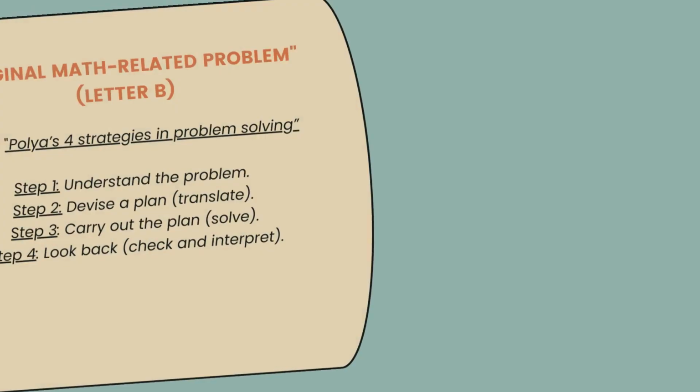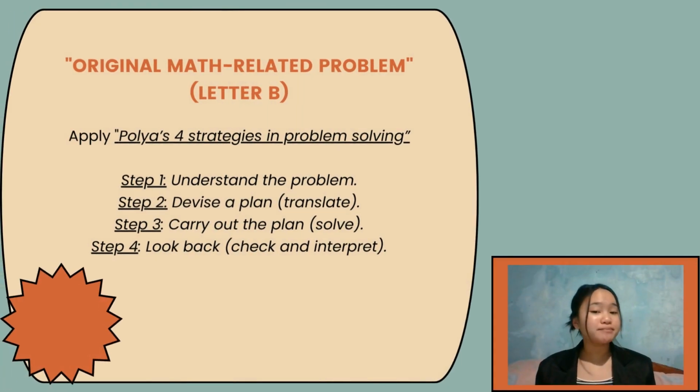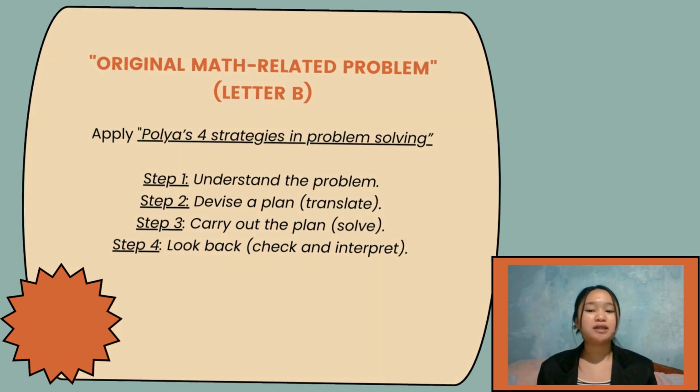Before we formally begin, to give a short background about what type of task we chose, my group and I decided to go with letter B, which is to create an original math-related problem wherein we will apply Polya's four strategies in problem solving: step 1, understand the problem; step 2, devise a plan, wherein we will have to translate it; step 3, carry out the plan to solve; and step 4, look back to make sure to check and interpret the problem.